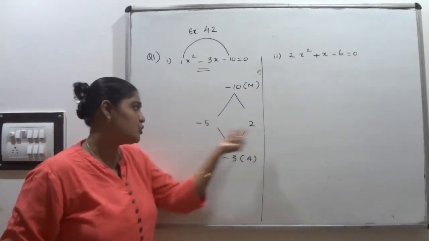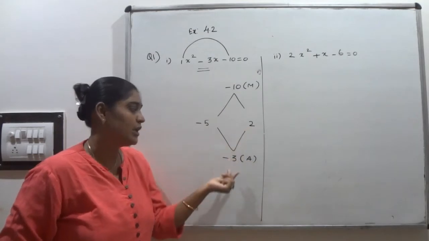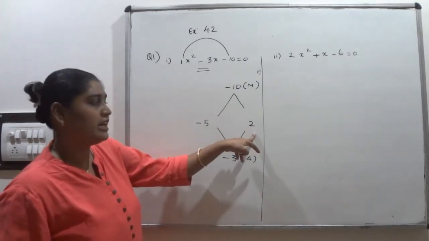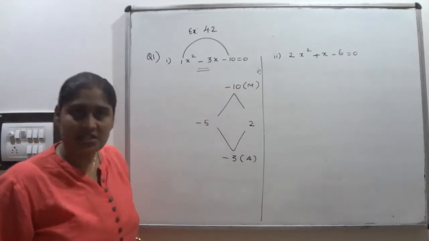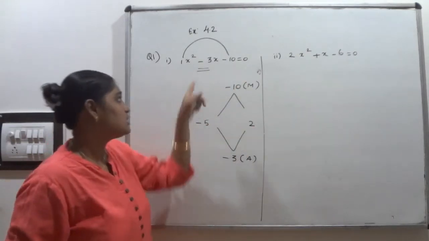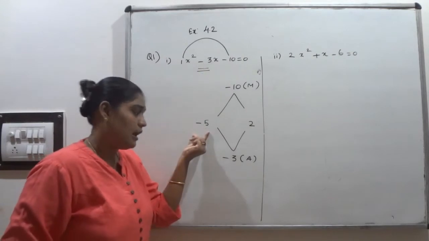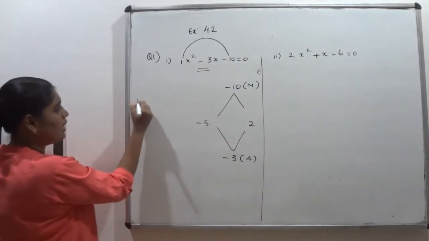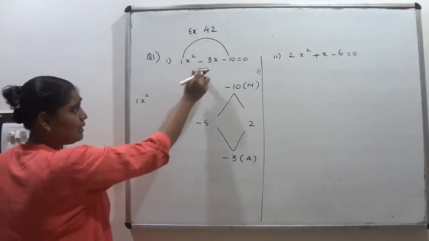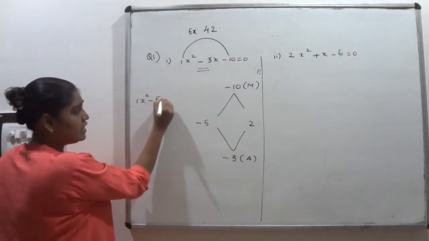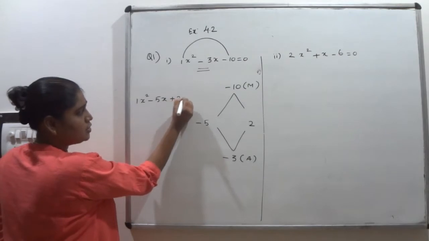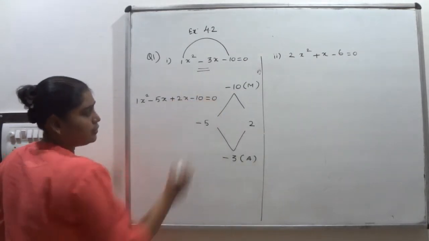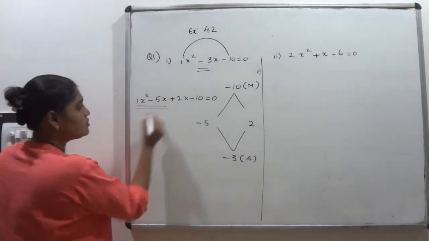Now you add these two numbers, minus 5 plus 2. You will get minus 3 in addition. Multiply these two values, minus 5 into 2, what will you get? Minus 10. So I am going to write this minus 3x as minus 5x plus 2x. So write it here: 1x square minus 3x, I am writing minus 5x plus 2x, minus 10 as it is, equal to 0.